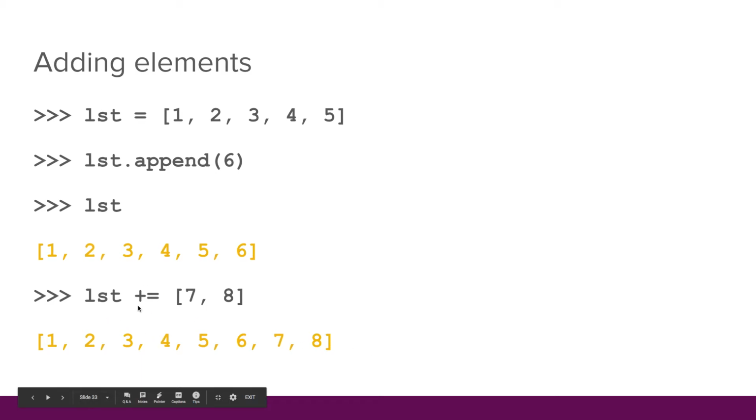If you want to add multiple things, you can use plus equals or the method extend. I prefer plus equals because people always confuse extend and append, and plus equals is just easier to remember. But the trick is that you have to be adding on a list. You can't just add a single element.